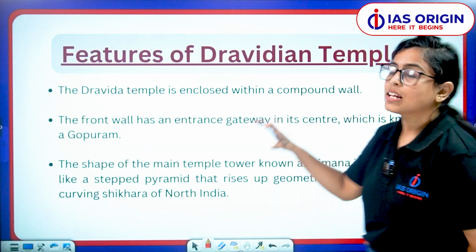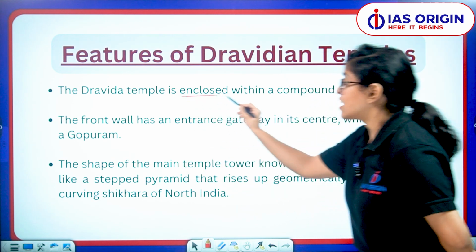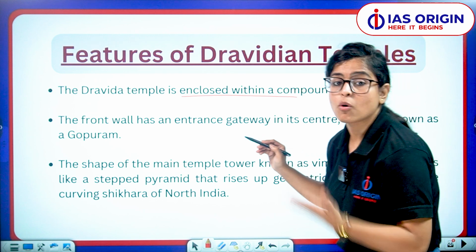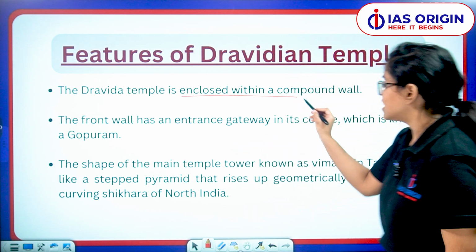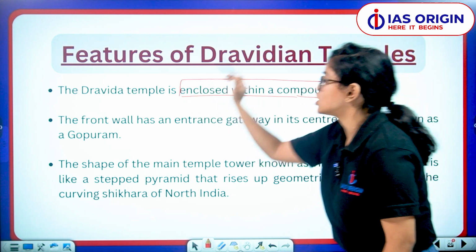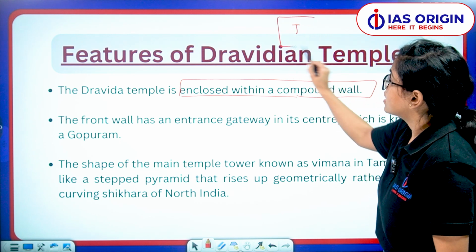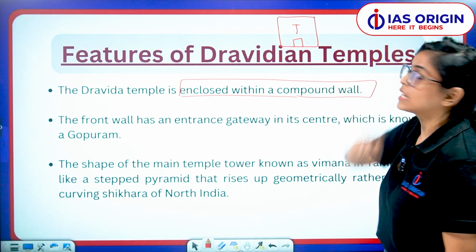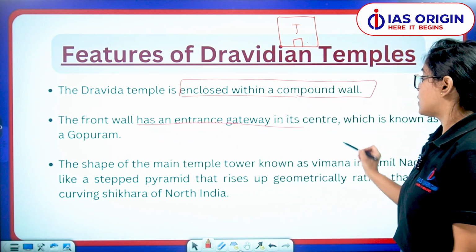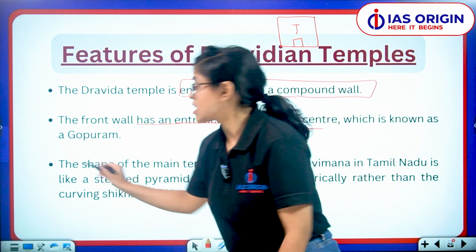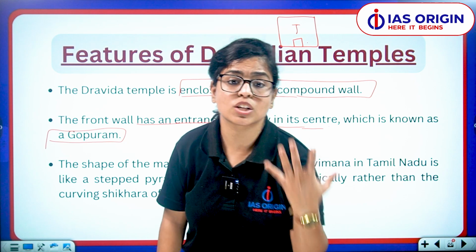So yes, now let's look into detail the features of the Dravidian temple. As I said in the Nagara also that Nagara temples are open from all sides. कोई compound के अंदर situated नहीं रहते हैं. Dravidian temples का यही एक striking feature रहता है that they are situated within a compound wall. For example, temple is here and a boundary is there with an elaborate gateway in the Dravidian temple. And the front has an entrance gateway in the center. And these gateways are termed as gopurams. Gopurams बहुत ही massive structure रहते हैं.